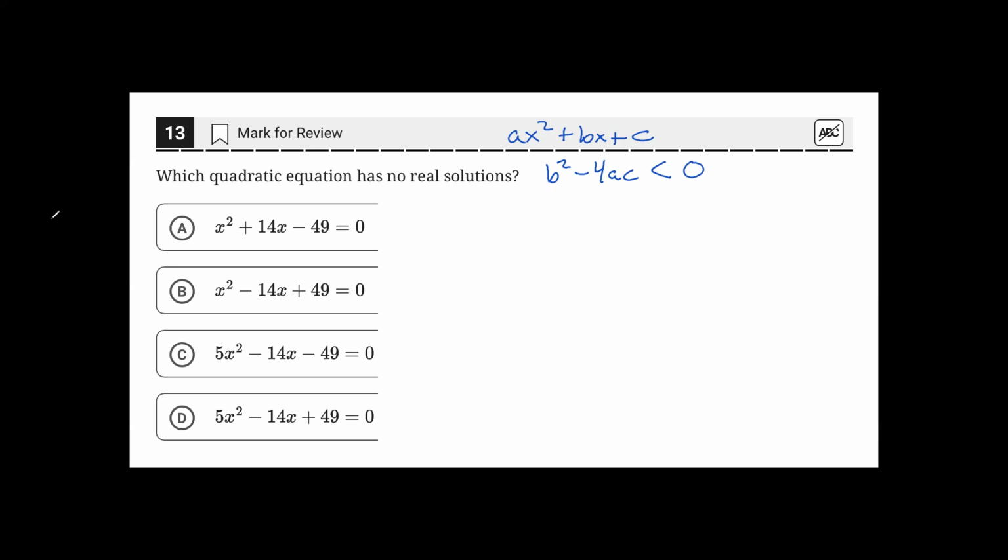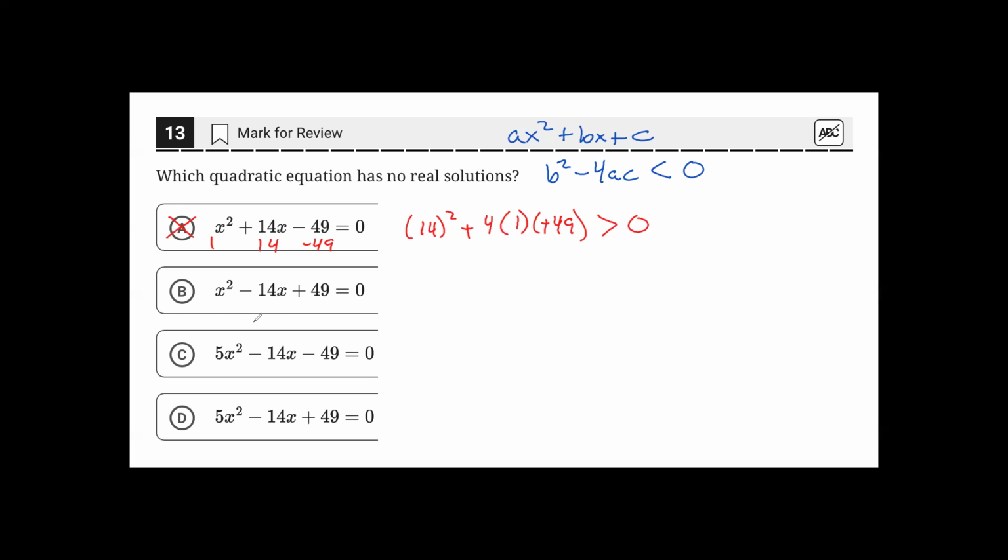For answer choice A, if we substitute in the appropriate values, the coefficients are 1, 14, and negative 49. So substituting those values into the discriminant, we're left with 14 squared minus 4 times 1 times negative 49. Without having to do any calculations, the negative sign and these two negative signs will turn into a positive, and a positive value plus a positive value will be positive, and we need this to be negative, so it's not answer choice A.